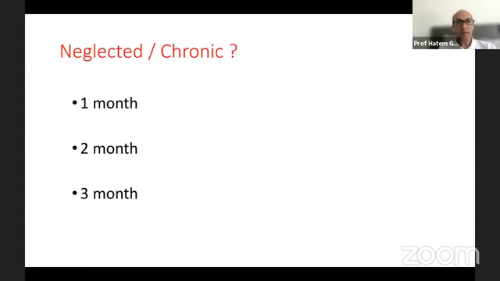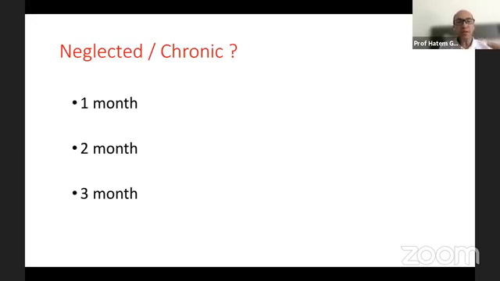So the first part is, when do you say it's chronic or neglected? Is it 1 month, 2 months, 3 months? There's no clear mark in the literature that tells you the definition of acute or chronic. But definitely we all know that shoulder dislocations should be treated as quickly as possible, and they should be reduced, as the more you wait, the more problems you have.